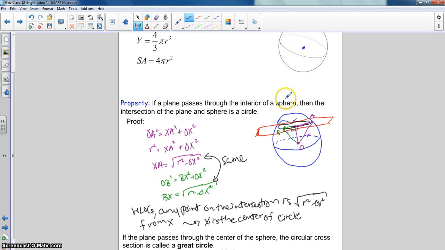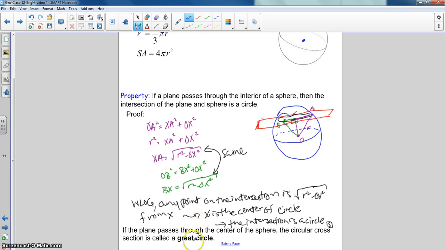Okay, and that line was on the intersection, so I can say that the intersection is a circle. Okay, and that is done. This is a little different than what the book does. Not too different, but a little different.